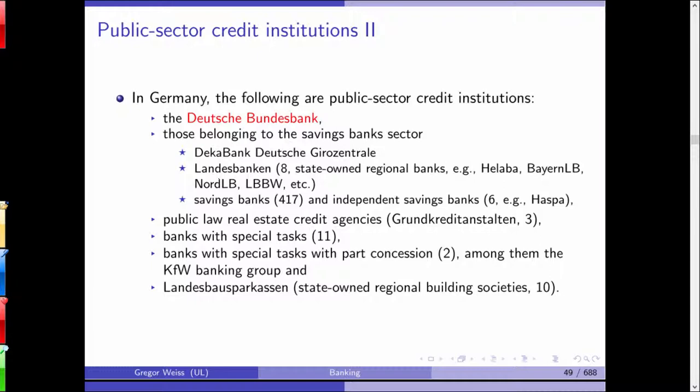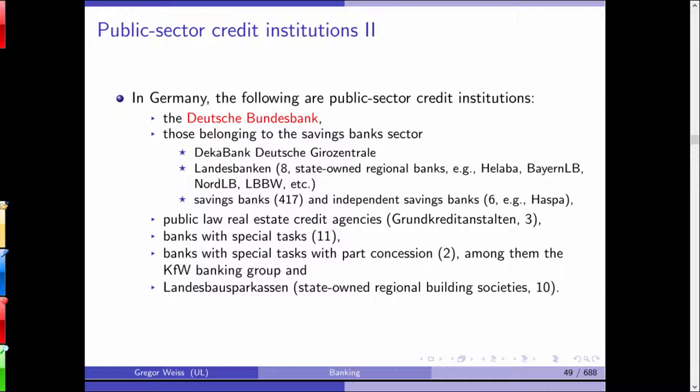Then we have DK Bank, Deutsche Girozentrale. This is one of the last institutions that have survived here. They used to be responsible for clearing accounts and transactions. Nowadays, do you know what DK Bank does?